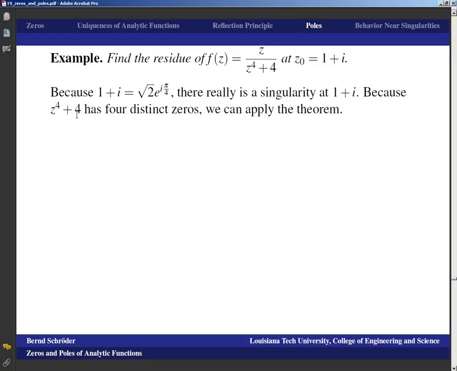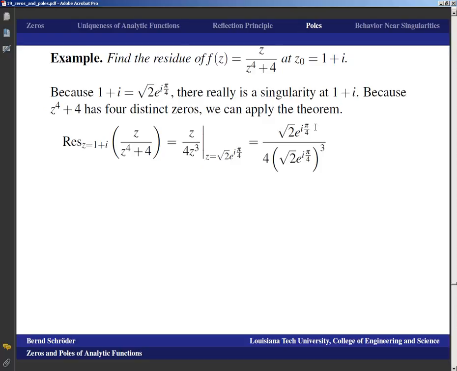And because z to the fourth plus 4 has 4 distinct zeros, the primitive roots of unity times root 2, we can apply the theorem because the zero at 1 plus i will be a simple zero, and therefore the pole will be a simple pole. That means that the residue at z equals 1 plus i of z over z to the fourth plus 4 is, you just take the numerator over the derivative of the denominator, and plug in z equals root 2 e to the i pi over 4.